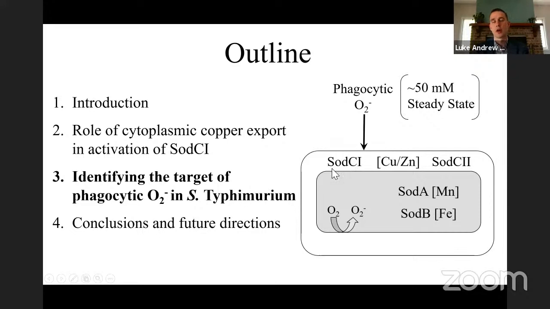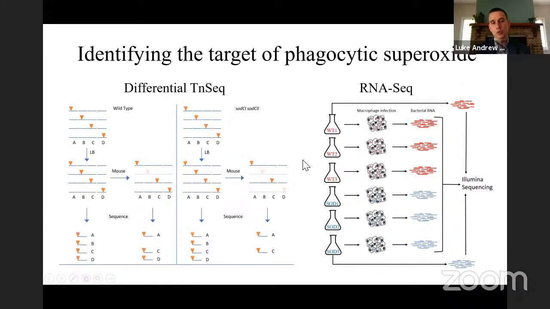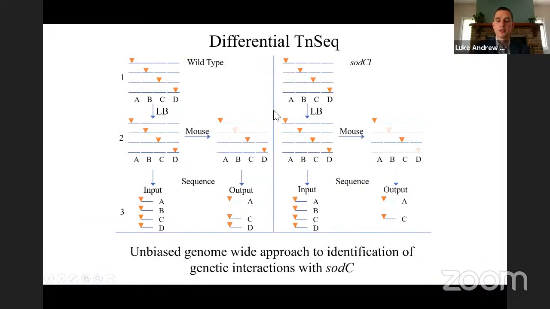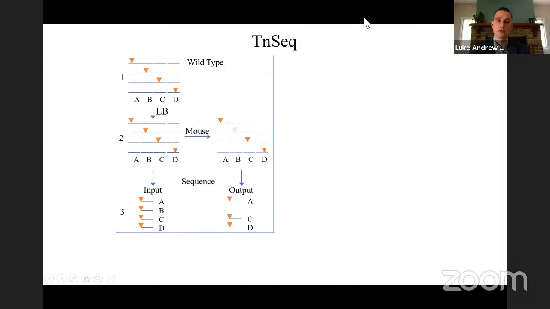Since, from what's known about reactive oxygen species biology, there aren't any obvious targets in the periplasm, we decided to take a global approach to try to identify novel genetic interactions with SOD1 using differential Tn-seq, and complemented that with an RNA-seq experiment. To explain the differential Tn-seq experiment, first I'll walk through the basic idea of Tn-seq. I know many of you are already familiar with this. It has become a much more common experiment in bacteria, and it's important to understand to set the stage for the differential Tn-seq.